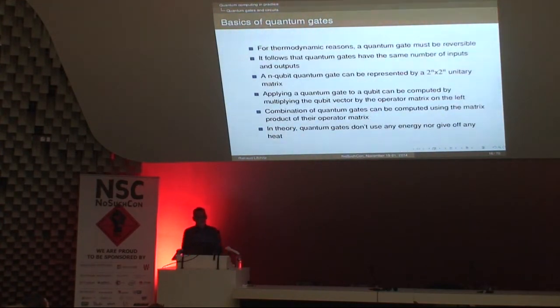So, basics of gates. For thermodynamic reasons, you have to know that a quantum gate must be entirely reversible. So you cannot have an AND gate, for example. It's not possible because the AND won't be reversible. If the result of an AND gate is false, you cannot determine what the inputs were: if it was false and true, if it was false and false, and so on. So it follows that any quantum gate has the same number of inputs and outputs, for this reversibility.